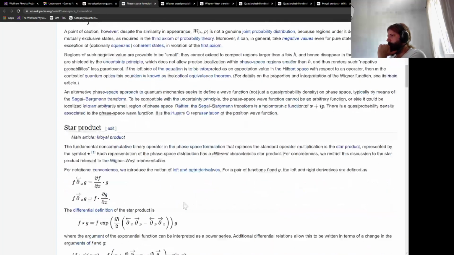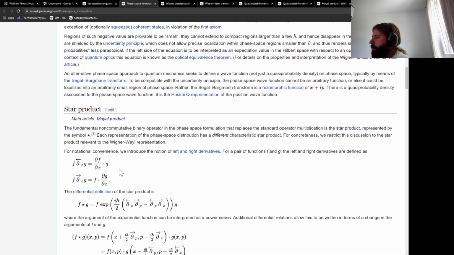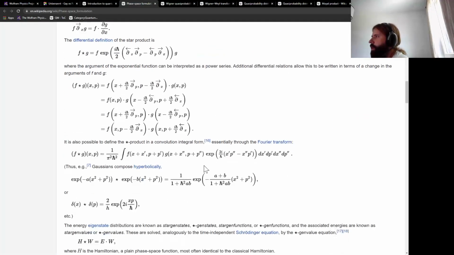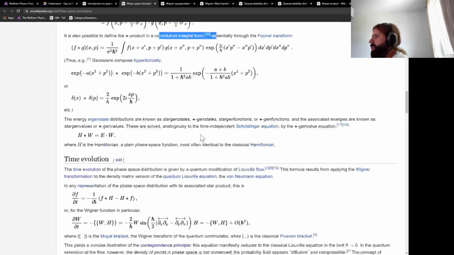Okay, there's a lot of detail in here, but a star product, a binary operator in the phase space formulation that replaces standard operator multiplication, is represented by the symbol star. Each representation of the phase space distribution has a different characteristic star product. What is a star product, though? Left and right derivatives. Okay, that's its own thing. Other parts are defined as convolution. The energy eigenstate versions are known as stargen states.